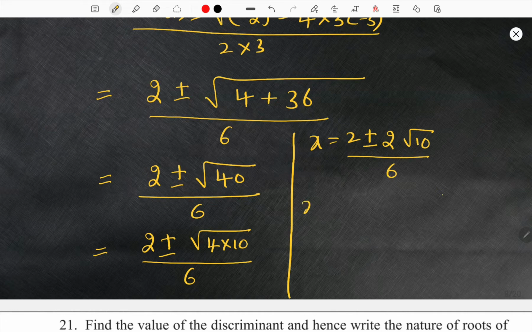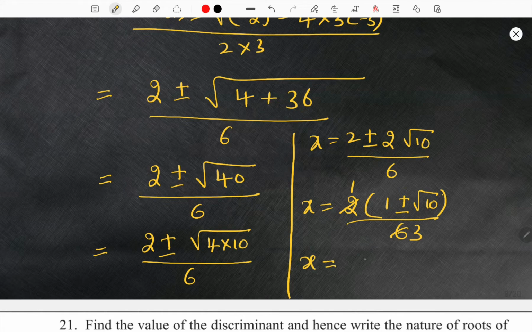Alright, so x is equal to, you can take 2 common here. If you take 2 common, what remains inside is 1 plus or minus, because 2 into 1 is 2, then plus or minus under root 10, then divided by 6. I hope everybody is understanding what I am trying to do. 2 1s are, 2 3s are, then x is equal to 1 plus or minus under root 10 divided by 3. I am going to call these 2 solutions.